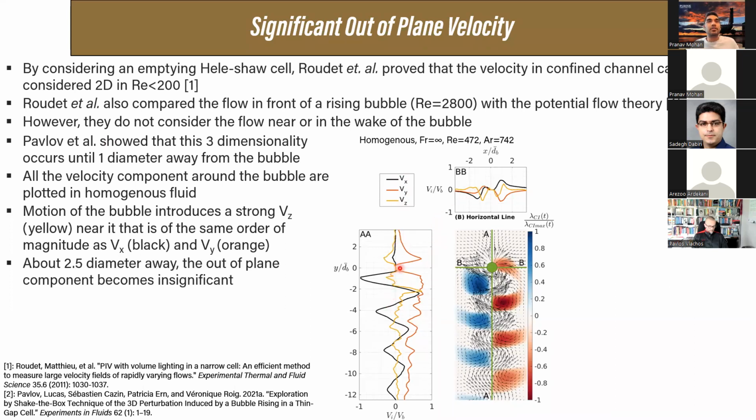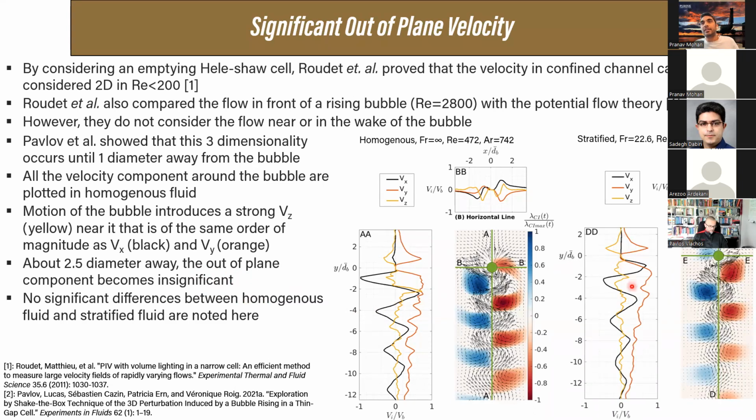When we do that, we find that about 2.5 diameters away from where the bubble is, and the bubble, as you can see, is over here where the velocity is 0, the out-of-plane velocity VZ becomes 10% of the bubble velocity. So that's when it becomes less significant in comparison to the other velocity components, which are much more dominating. We found a similar trend in stratified fluids as well: about 2.5 diameters away from the bubble, the out-of-plane component is more than 10%, and after that it becomes less again. So we come to the conclusion that the out-of-plane velocity component for our experiments is important up to 2.5 diameters away from the bubble.